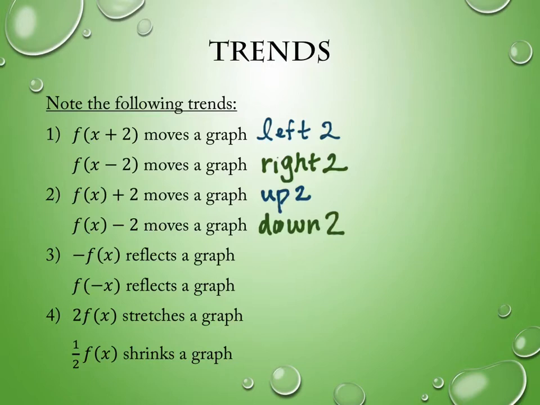We had graphs that happened to be starting out above the x-axis, so when they flipped, they went down. But if you had a graph that was below the x-axis and it flipped, it would flip up. So this actually reflects a graph over the x-axis.